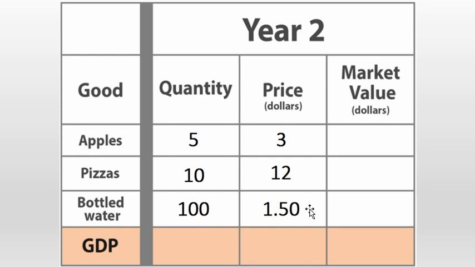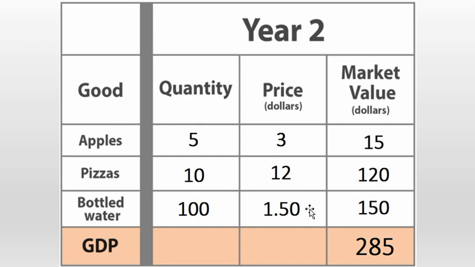To calculate the market value now, we multiply the quantity times the price. So 5 times 3 is 15, 10 times 12 is 120, 100 times $1.50 is 150. We add those up and we get 285. So it looks like from the first year we went from $170 worth of production to $285 worth of production. That seems like a pretty big jump.